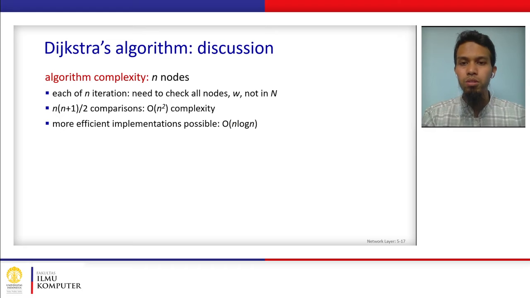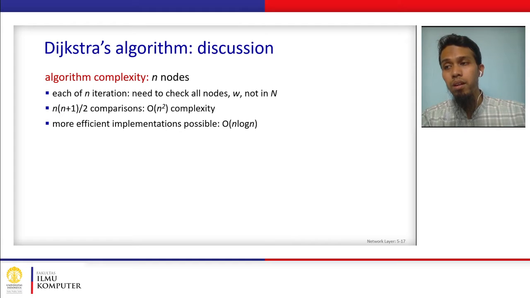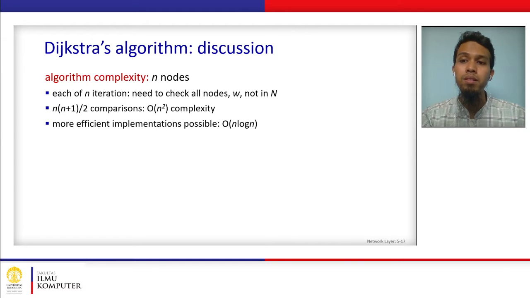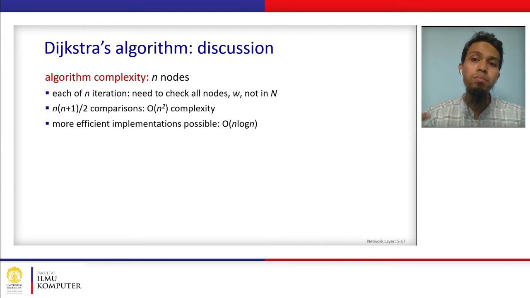Hello everyone, let's continue our discussion with Dijkstra's algorithm, or link state algorithms. Now we try to discuss the complexity. There are two parts of the complexity. First, we deal with the algorithm complexity.